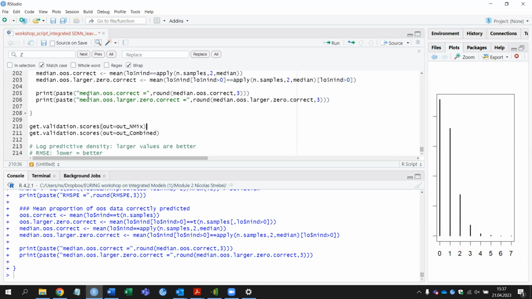Yeah, that's about it. Does someone have something to add?